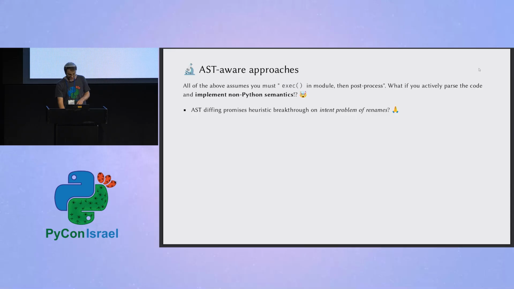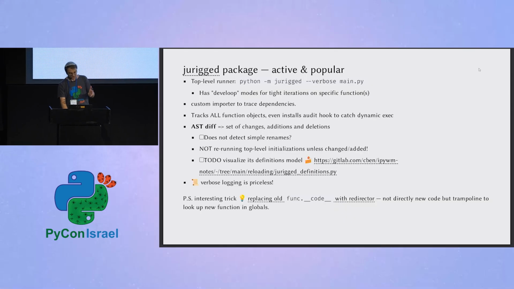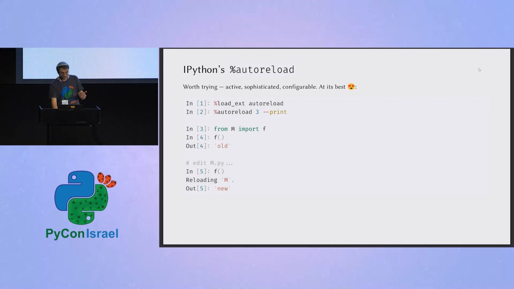The two biggest libraries are JuRigged, which has some nice workflow things, and IPython's autoreload. A very important thing about all libraries is to enable verbose logging. Because of the complications that you might sometimes not be running the new code as you expect, it's much safer to do these things when you see what the library has actually decided to do, what it's updating, what it's replacing, when it's even reloading your module or not. So enable the verbose option.